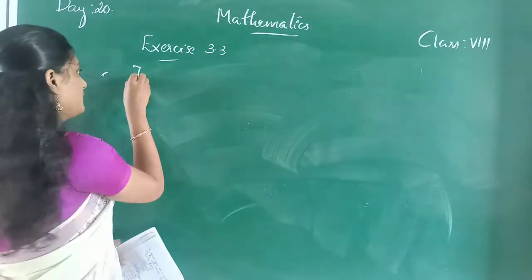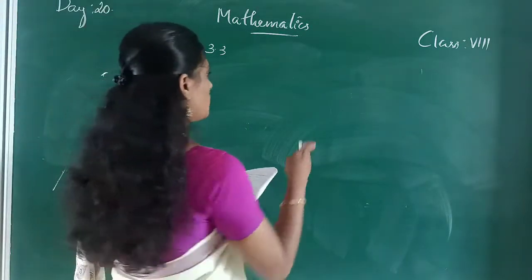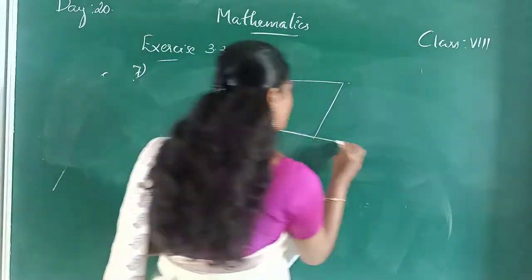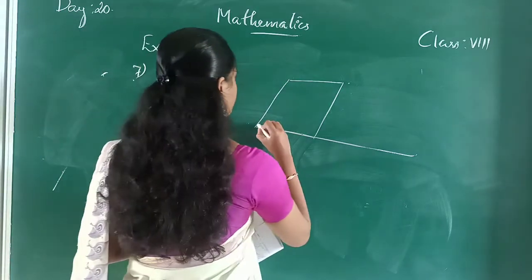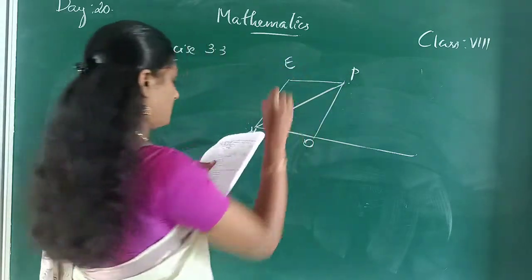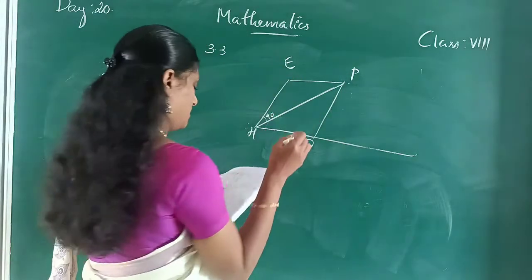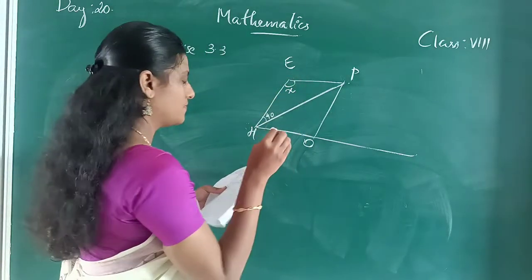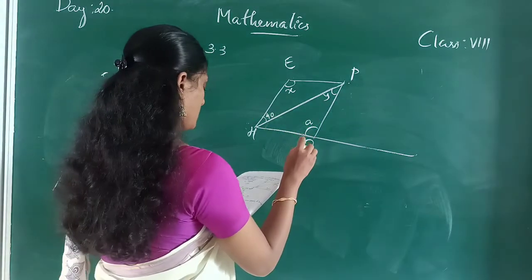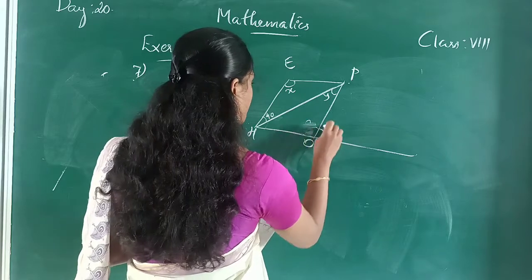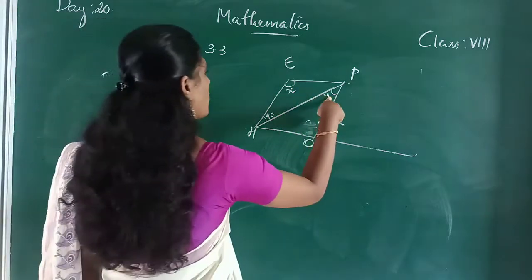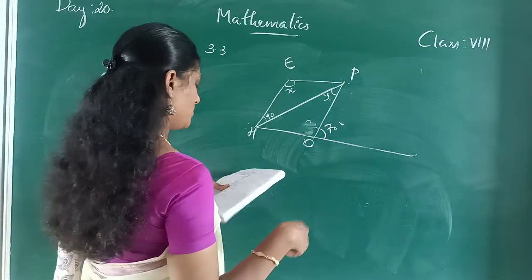Question number 7. The adjacent figure. So one figure is given there. All these figures you have to draw neatly in your notebook using scale and pencil. This is 40, x, and this angle is y. This is A, which is not given. This is 70 degree. You have to find the angle measures of x, y, and z. This is z.